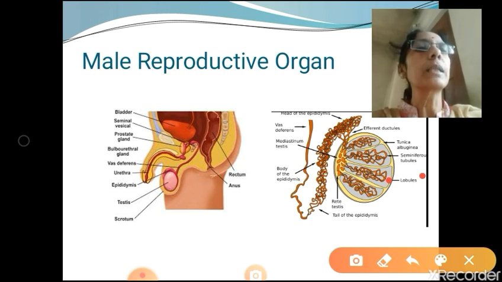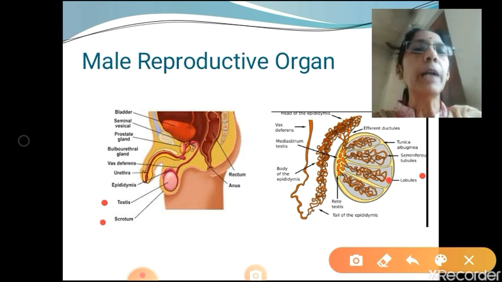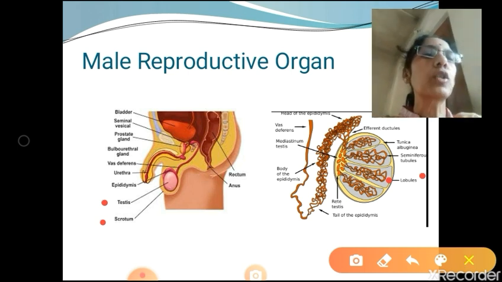the coiled red tube is the seminiferous tubule. And here you can see the testis, the male reproductive organ. It is suspended inside a pouch. That pouch is called the scrotum.